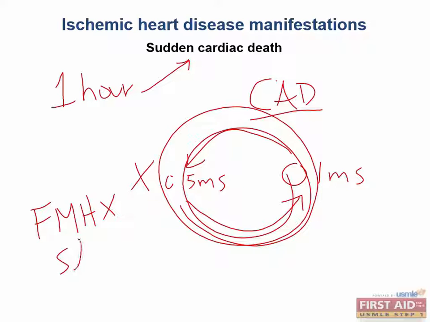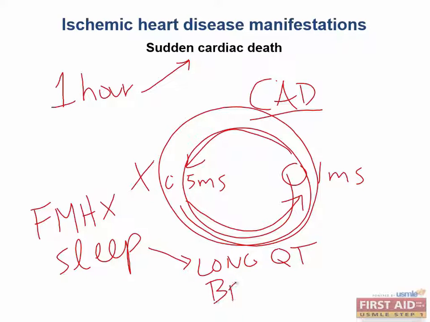If there is a family history of sudden cardiac deaths, especially in sleep or previously healthy individuals, the vignette is trying to guide you somewhere. You have to think about a hereditary channelopathy such as congenital long QT syndrome or Brugada. And we're going to talk about these, so don't worry.